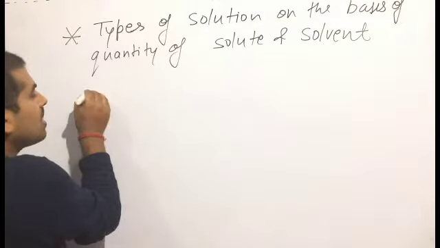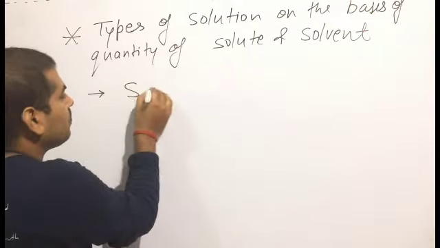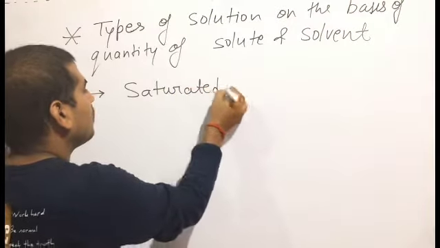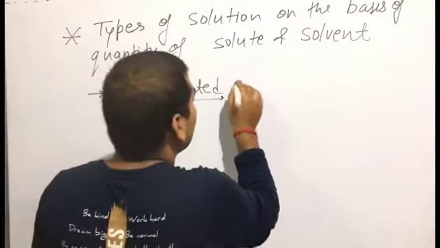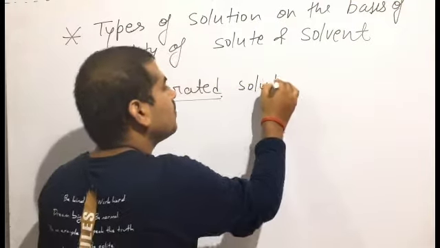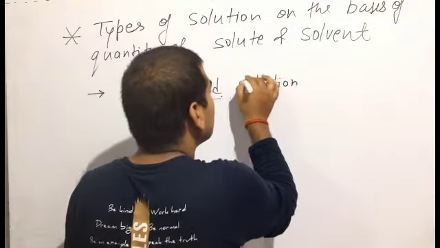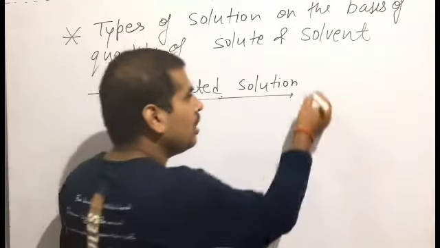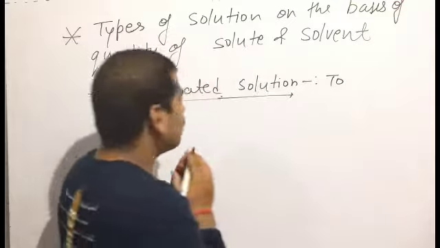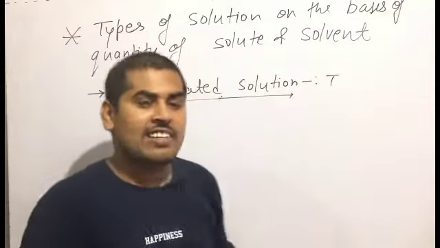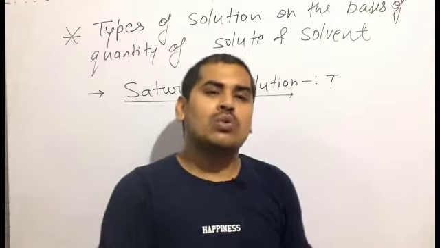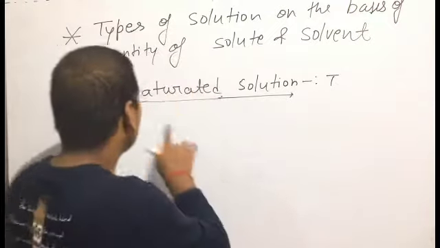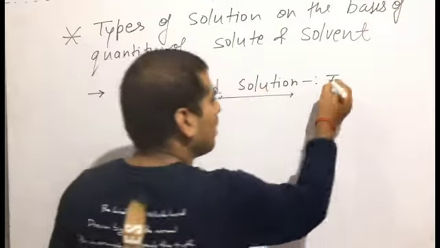So first type is saturated solution. What is saturated solution? The solution which contains maximum amount of solute at normal temperature is called saturated solution.